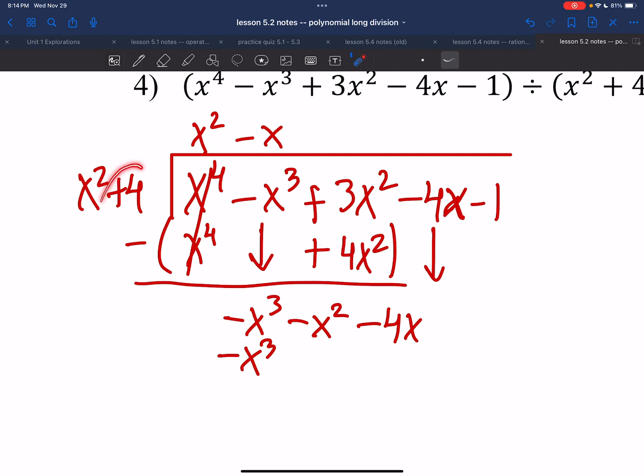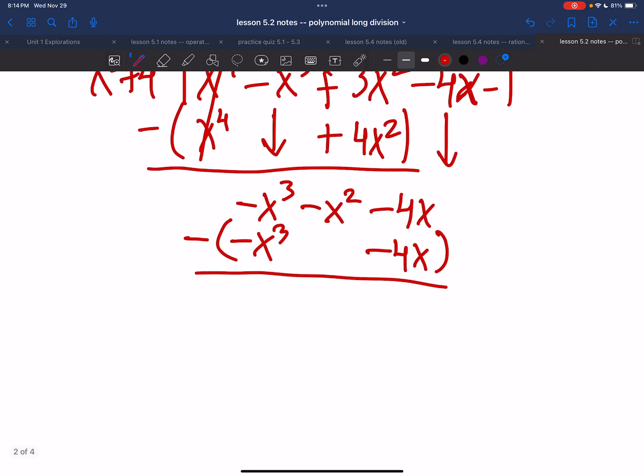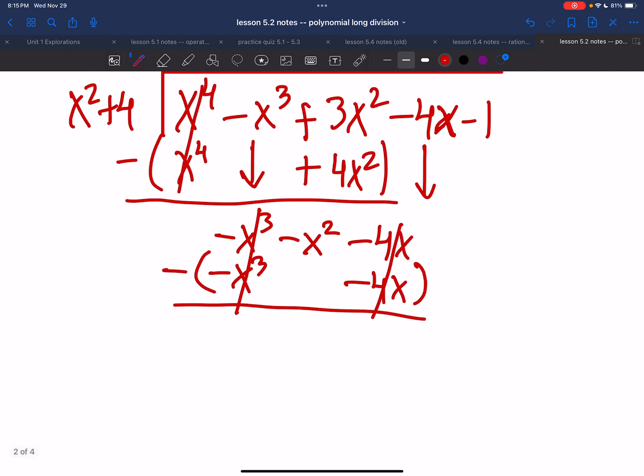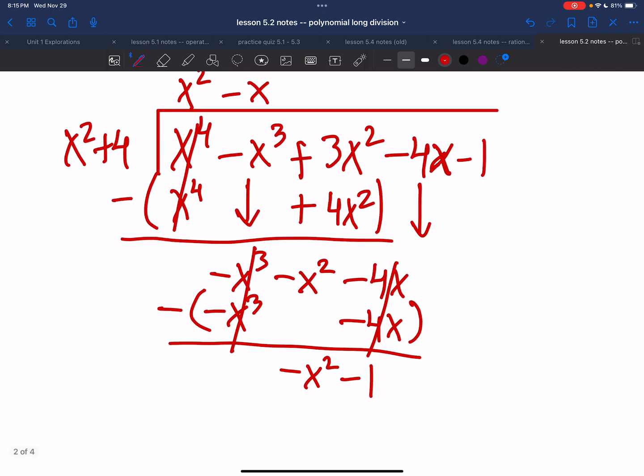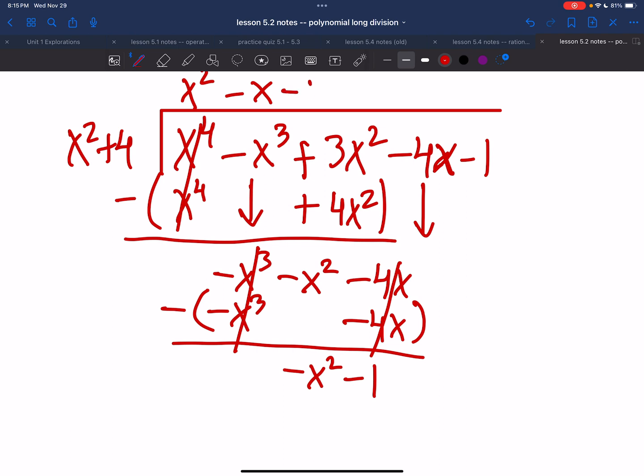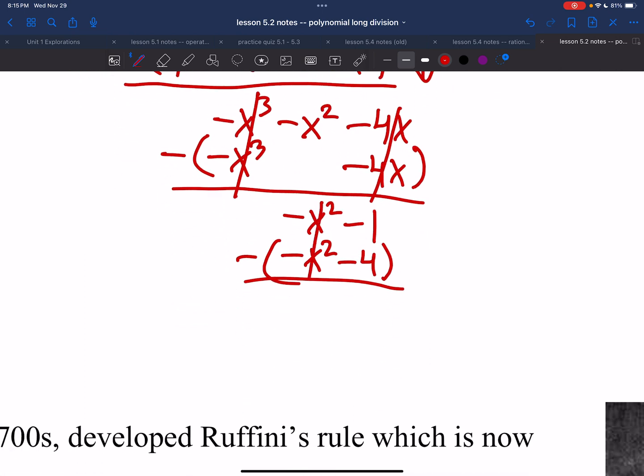That way, when I do 4 times negative x, I could put that beneath it. And you'll notice that those are actually the same exact term. So everything's going to cancel here. Those are going to cancel. And negative 4 minus negative 4 is also going to cancel, right? They're going to both sum to 0. And I get negative x squared minus 1. Finish this off. X squared times negative 1 is negative x squared. 4 times negative 1 is negative 4. Subtract this. These are now gone, but negative 1 minus negative 4, that's like negative 1 plus 4 is 3.